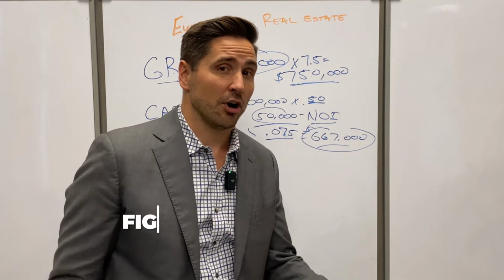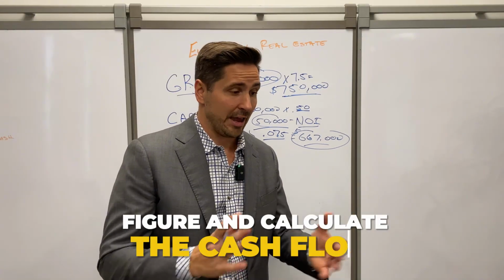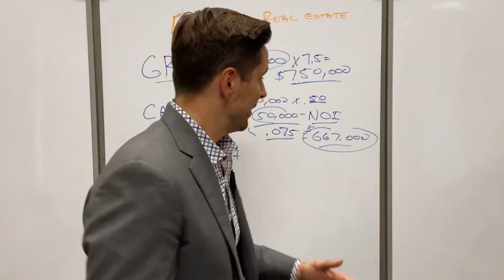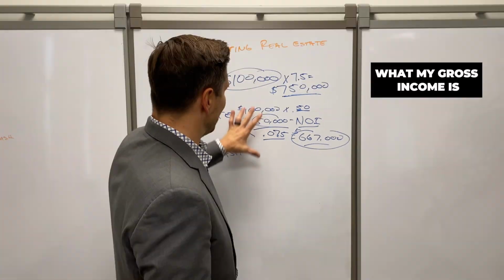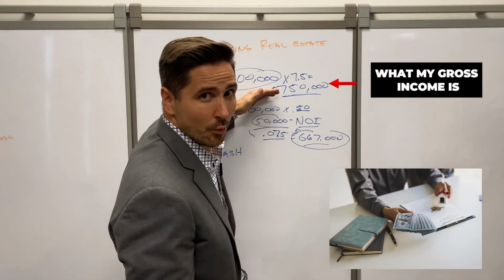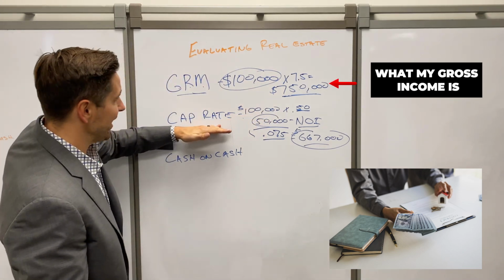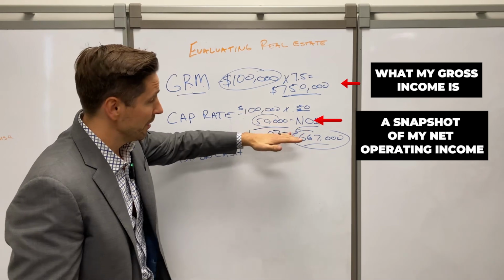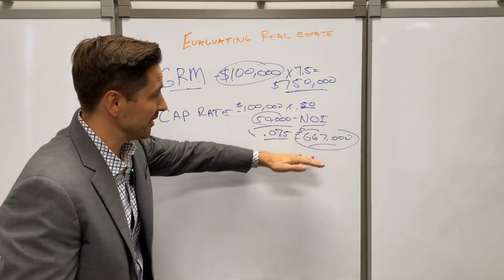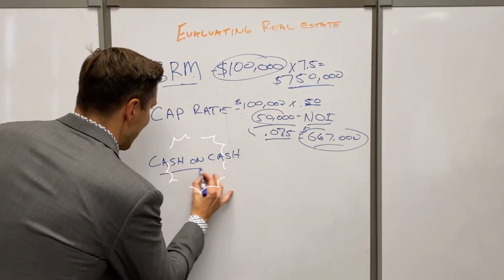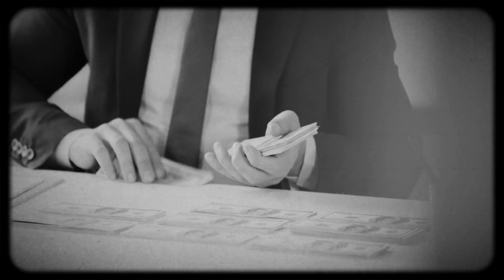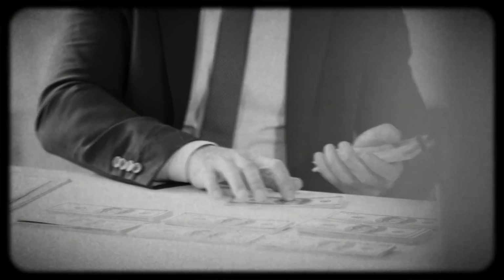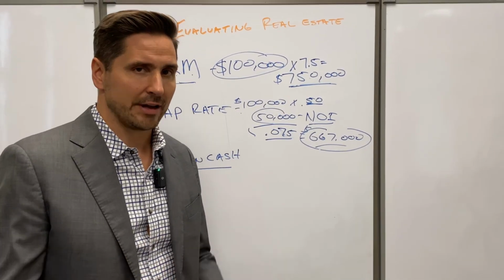Now, I like to always figure and calculate to cash flow. These don't necessarily tell me what I'm going to cash flow. This one tells me what my gross income is. The cap rate tells me a snapshot of when I have my net operating income with my expenses and what the cap rate is, what it's evaluated. Cash on cash is a little bit simpler when it comes to how much money am I going to make in the first year of buying this property, and we call this cash on cash return.